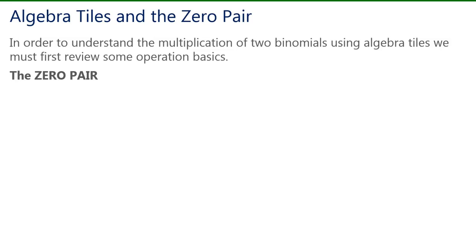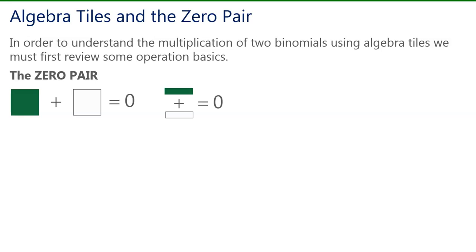The zero pair. X squared plus a negative x squared is 0. X plus a negative x equals 0. An x plus a negative x oriented vertically is 0. A 1 tile plus a negative 1 tile is 0.